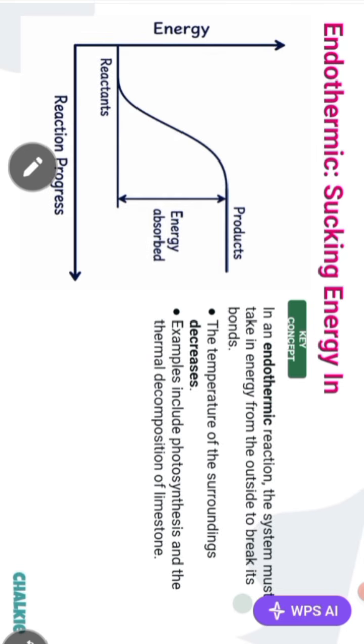Another example is photosynthesis. Photosynthesis is also an example of endothermic reaction. What is photosynthesis? Photosynthesis is the ability of green plants to manufacture their own food through sunlight. As they are taking in that sunlight, they are absorbing it from the surrounding for the plant to manufacture their own food. Thermal decomposition of limestone is also another example of endothermic reaction.